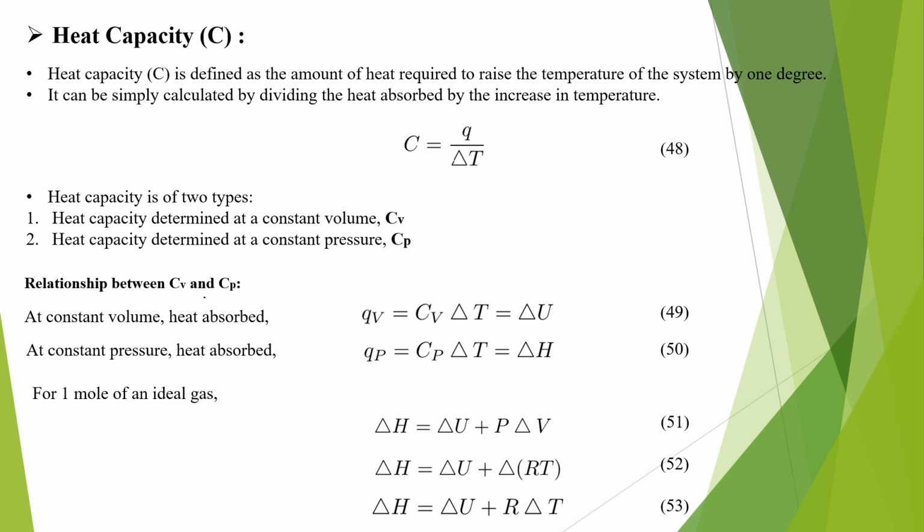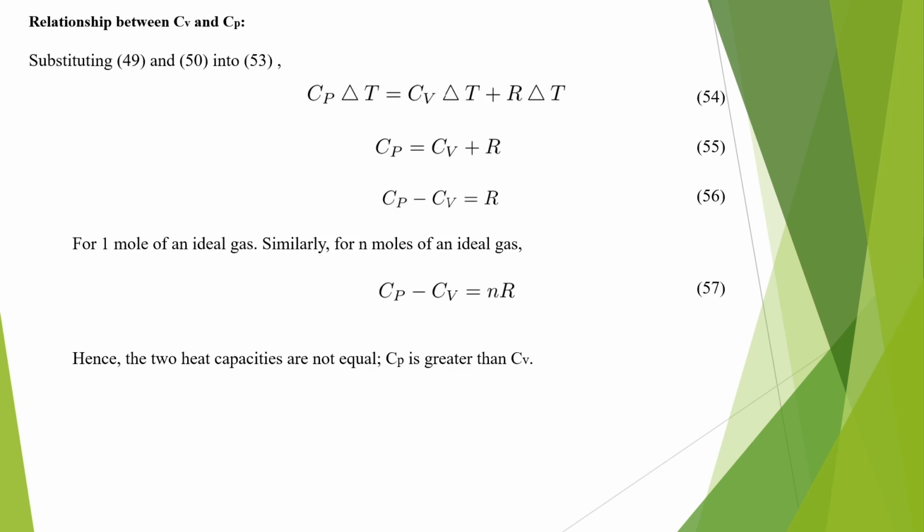Now the relationship between Cp and Cv. At constant volume, heat absorbed Qv is delta U, so delta U is Cv times delta T. At constant pressure, heat absorbed is Qp, which is Cp times delta T, or delta H. For an ideal gas, delta H is delta U plus P delta V, so delta H equals delta U plus R times delta T. Substituting everything, we get Cp delta T equals Cv delta T plus R delta T. Dividing both sides by delta T, we get Cp equals Cv plus R. So Cp minus Cv equals R, the gas constant.